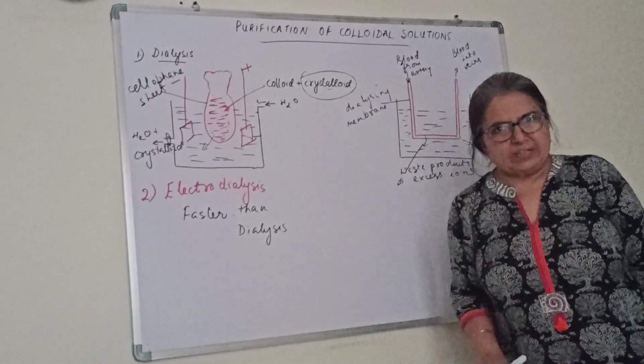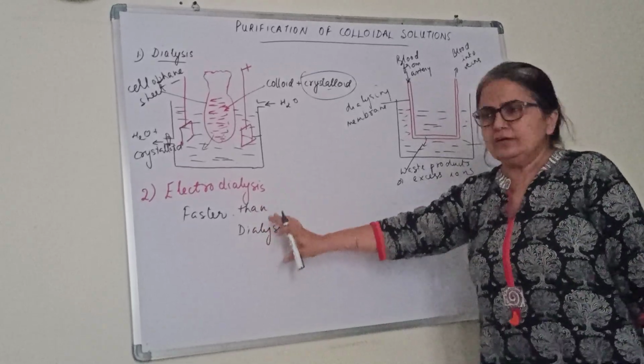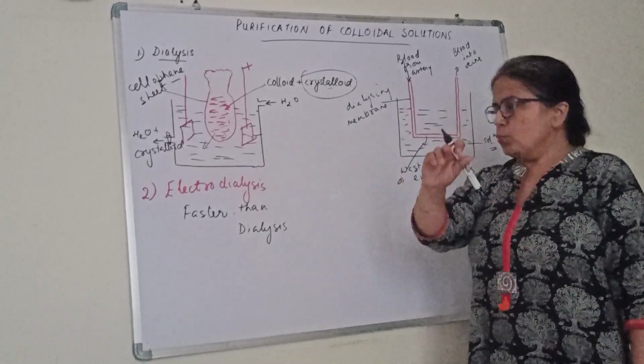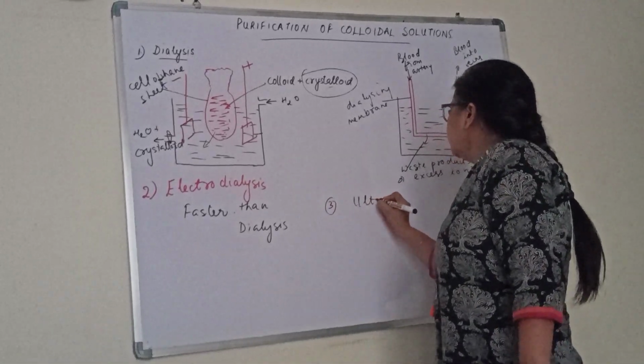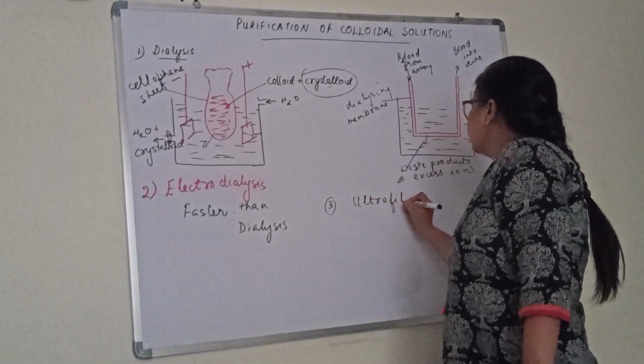Dialysis is the first method. Electrodialysis is the second method. Two methods we have discussed. One more method, the third method, is ultrafiltration.